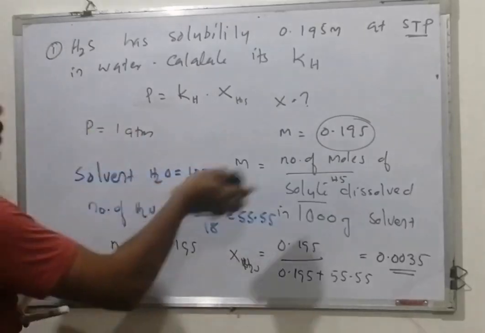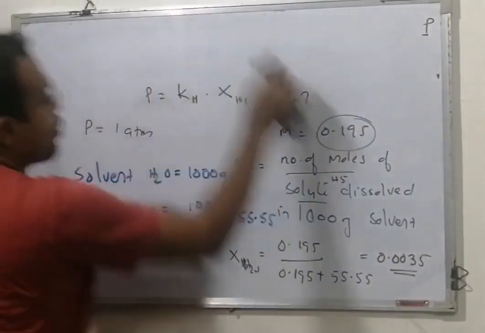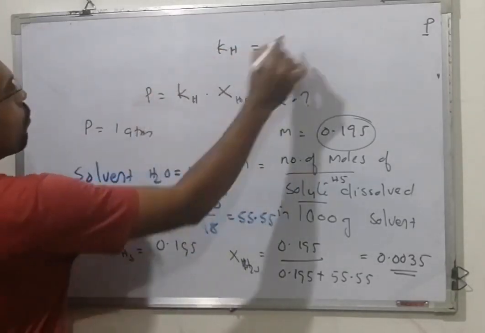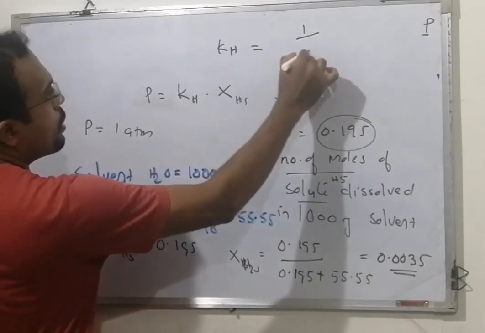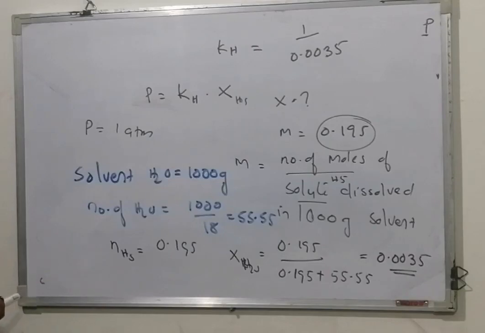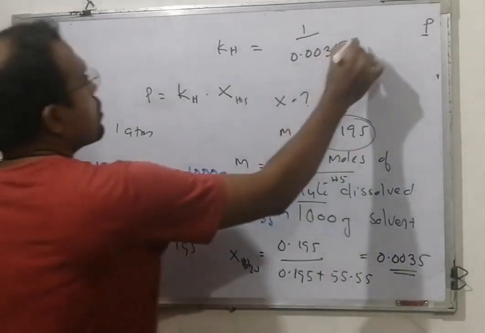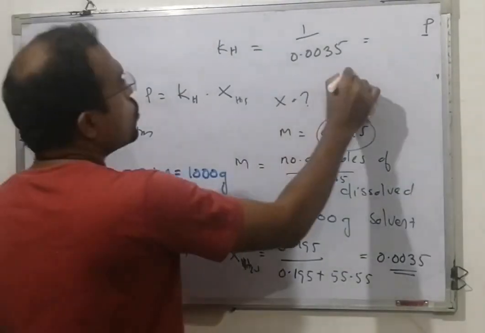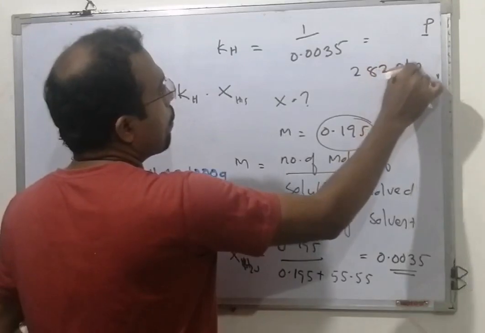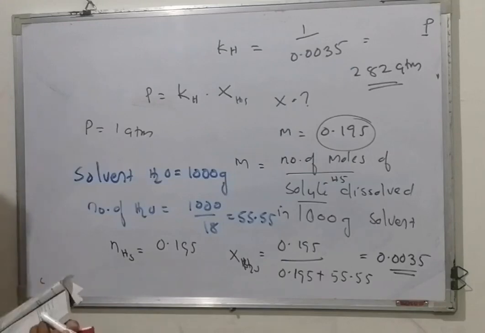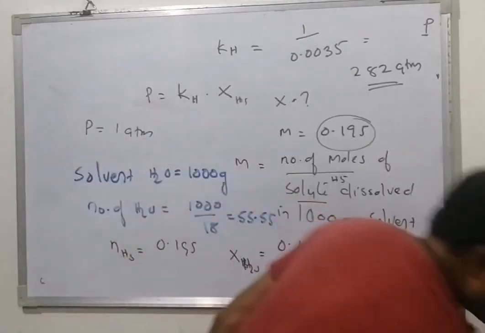Now you can calculate KH. Therefore, KH is equal to P by 0.0035, which is almost 282.80. I think this problem is okay. Now we can solve the next question.